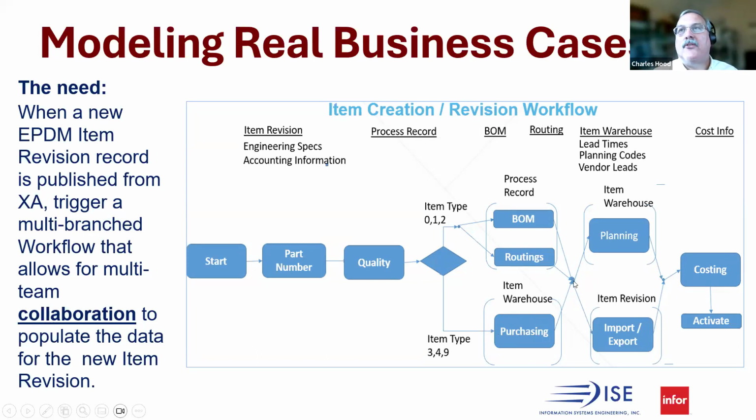Then when all of that was done, then it had to go to both the planning department and the import-export department. And then when all of that was done, then finally the costing accounting team ended up, and they did a cost roll up, and they were the ones that actually changed the implementation status and made the item active and available for the rest of XA.